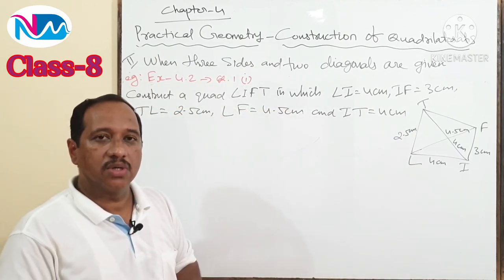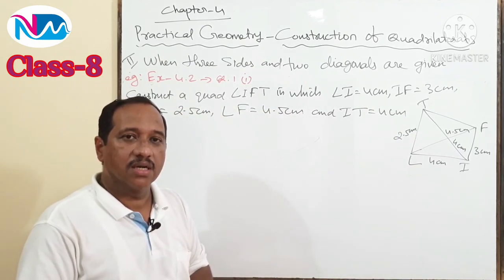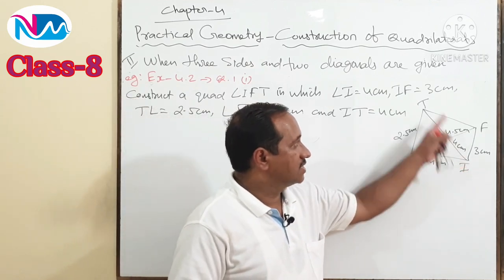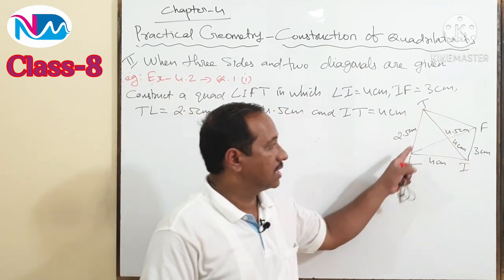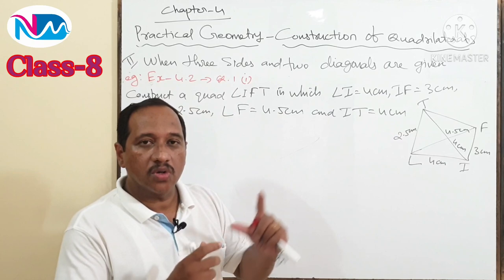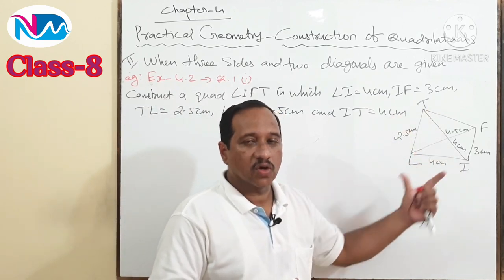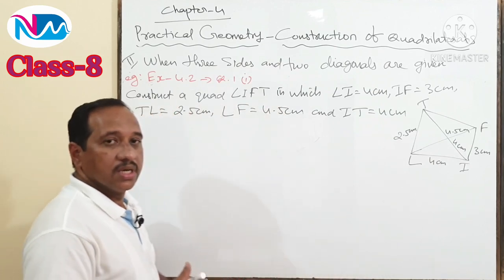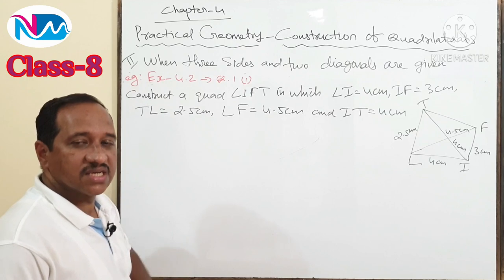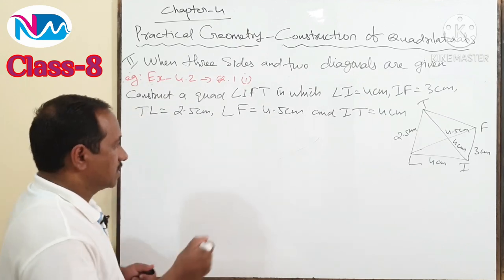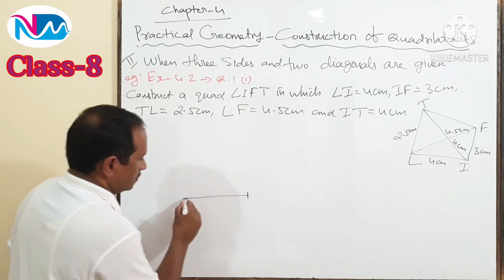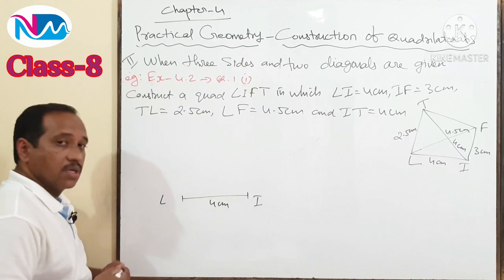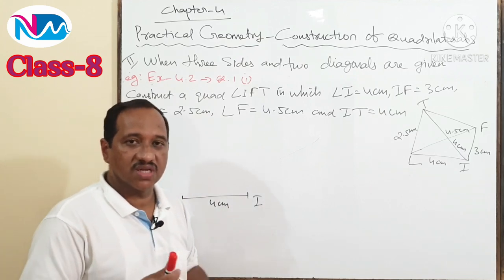Here also we are going to complete the construction of the quadrilateral by drawing two different triangles. One is triangle LIT and the second is triangle LIF. For both these triangles, LI is a common side. So I start the construction with the side LI. Use the scale to draw a line segment of length 4 cm. So we have LI equal to 4 cm.